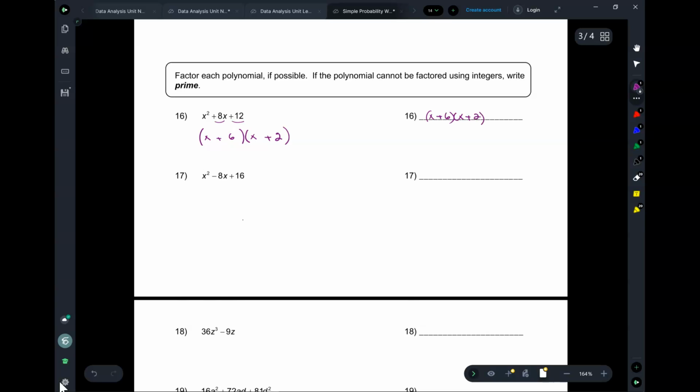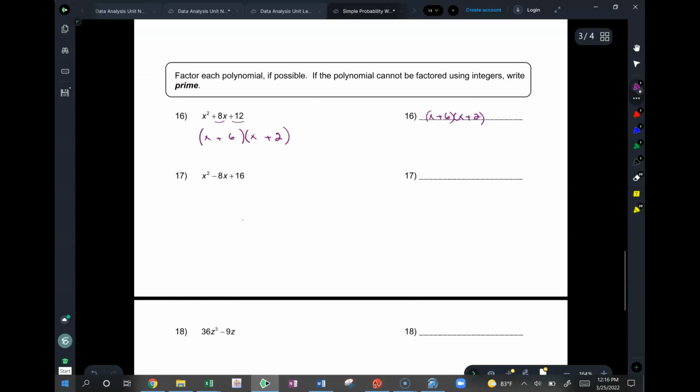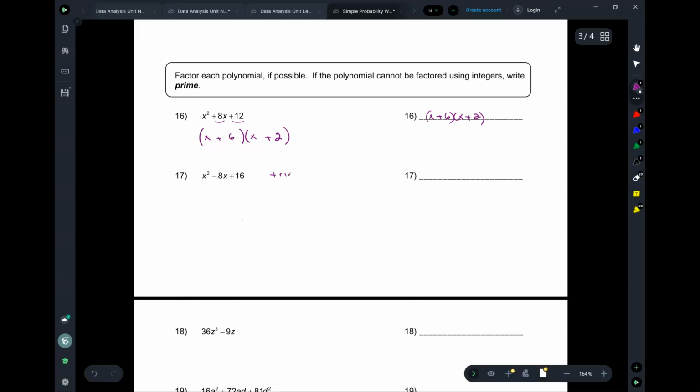Okay. Now, next one, very similar. Trinomial. Now I ask myself, is the first a perfect square? Yes. Is the last number a perfect square? Yes. When it's a trinomial and both are perfect squares, then this is a special pattern of factoring, and it's one parenthesis squared. Okay? How do you do this?